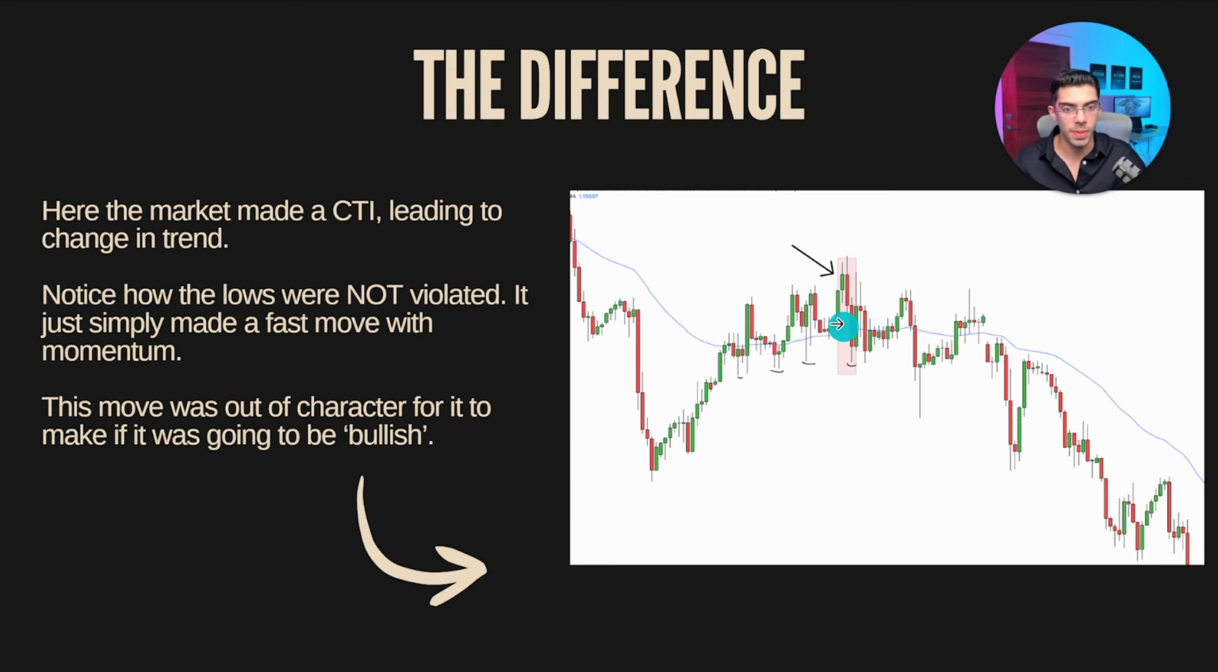So here's the difference, because this movement right here is a CTI, and this changed the trend of the market. It went from going upwards to then, after this move happened with a high level of momentum, it changed the character of the market, and then from there, we headed downwards. So you need to know how to spot this. And I'm going to show you how to do that with the 5-step process. The lows were not violated here, but it just simply made a fast move with momentum. And this move was out of character because the market was supposed to be bullish.